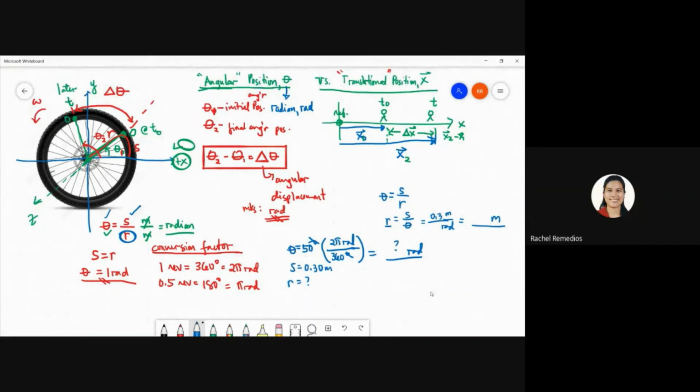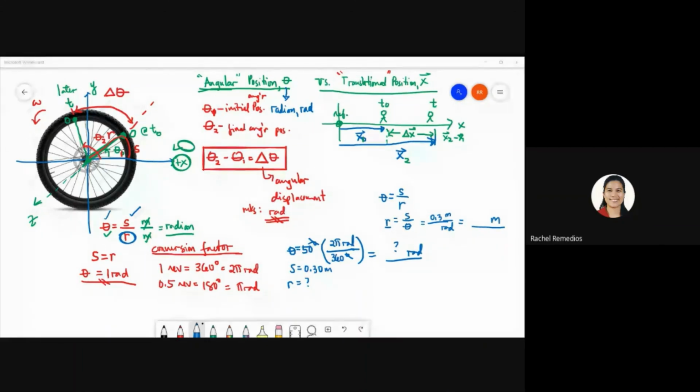That's angular position. Okay? So, I'll stop muna here. Baka medyo mahaba na itong video na ito. I'll continue with angular velocity and angular acceleration in the next videos. Okay? Ayan. So, let me stop this first.